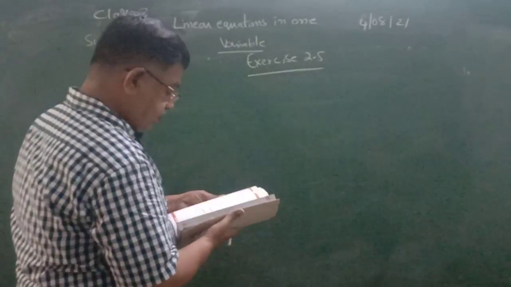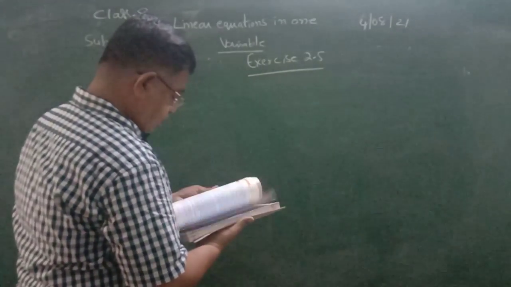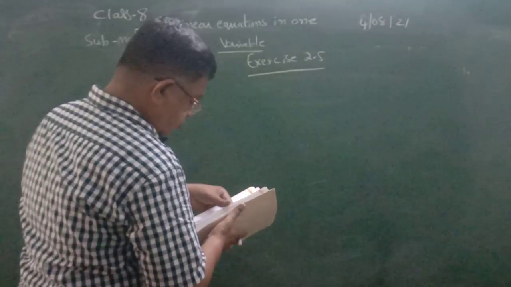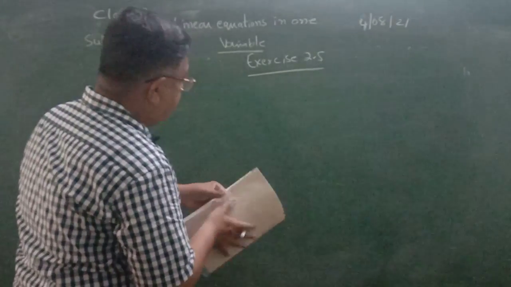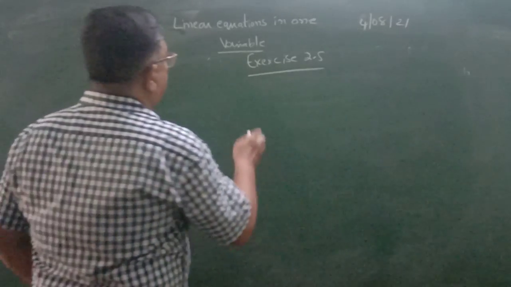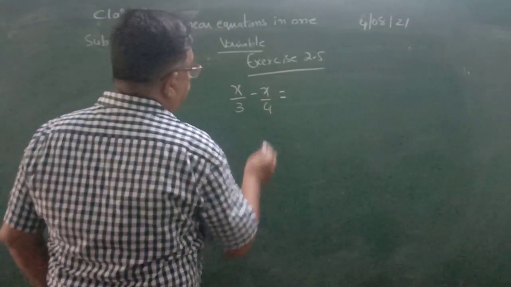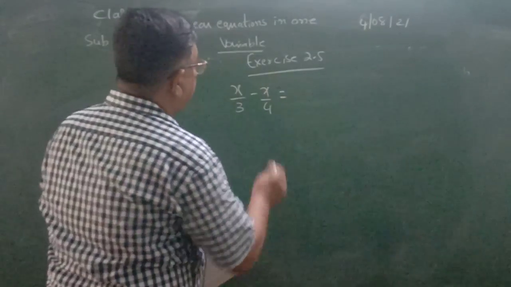Second one. x by 3 minus x by 4 is equal to 14.